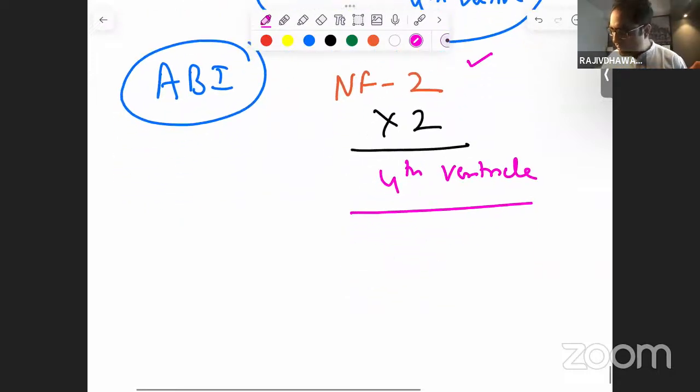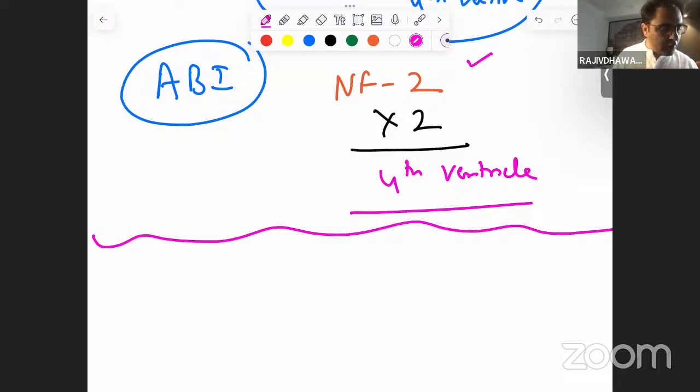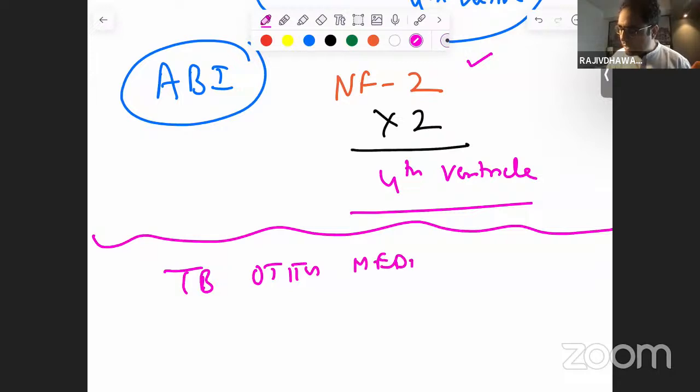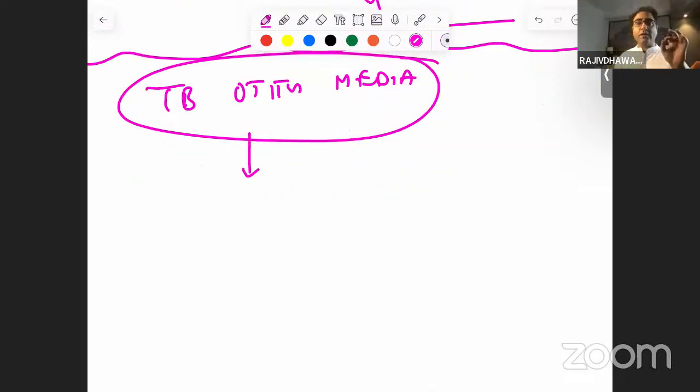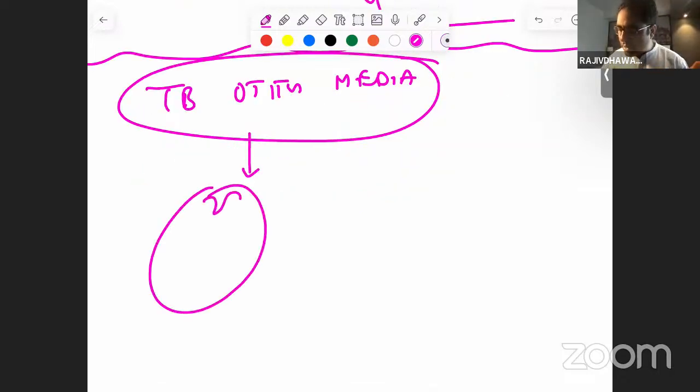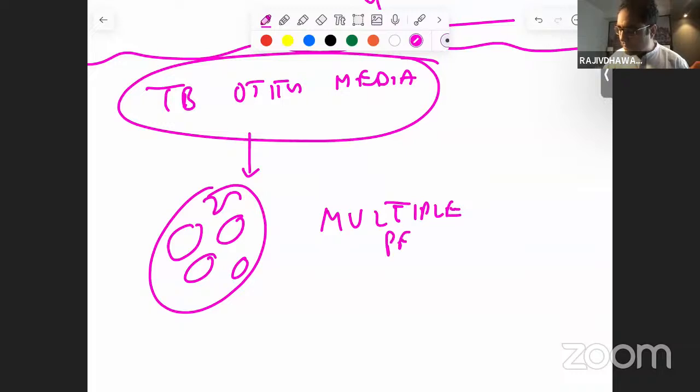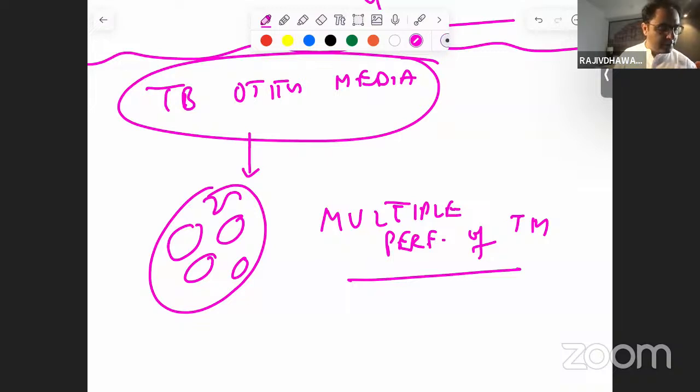Okay. Now, let me take you to tubercular otitis media. Thank you for reminding, beta. Keep putting tricky topics for you, beta. The number 1 finding to identify this case is multiple perforations of the tympanic membrane. The moment you see multiple perforations of the tympanic membrane, think of it.